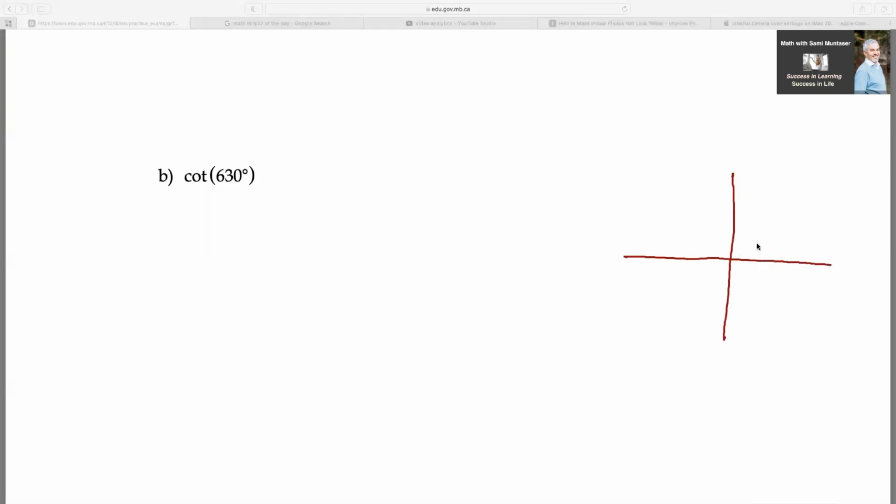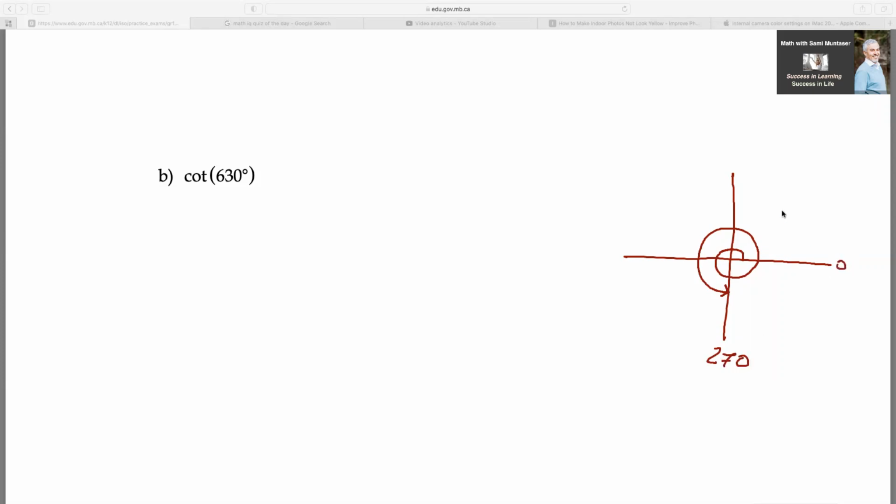So here it is, cotangent 630. We have to figure out where 630 is. You know what I usually do? I just take the 630 and subtract 360 to see how many rounds you go. So 630 minus 360 means we went 360 all the way around. Now it tells me 270 is left, so you go 270 more, and that's where your angle is. That's the 270 right here.